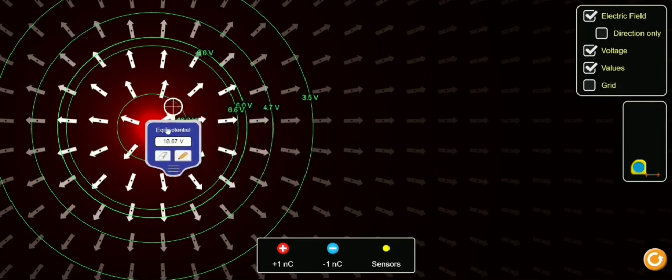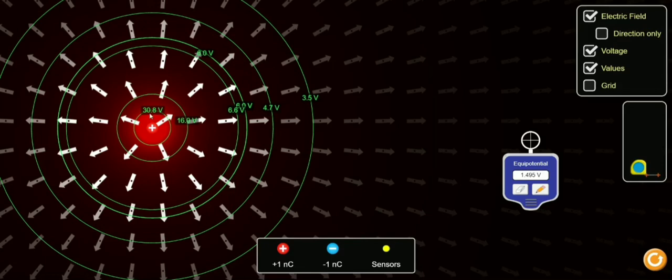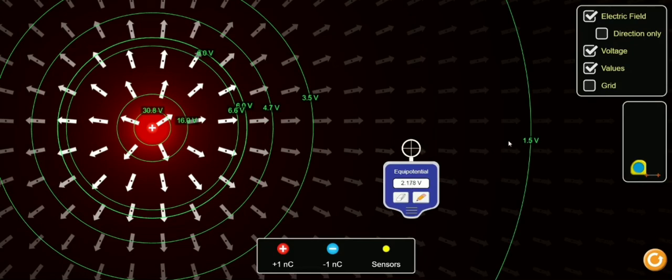If you go still closer, you see it is 30.8 volt. Here if you draw, it is 1.5 volt. When distance increases, potential gets reduced, right? So closer, the effect of potential is strong, right? That's what it is, the big red lines, right? So this is the way an equipotential surface is understood.